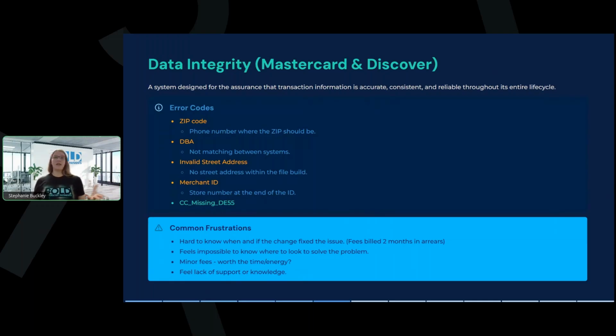Merchant identification number. What I've seen in lists that we've had in the past is that there's a merchant ID and then there's the store ID. So they'll have the merchant ID in the merchant ID station, but then they have the store ID at the end, or they're supposed to have it at the beginning and they have it in the beginning, but then they also have it at the end. So it's just about making sure that it matches in all systems as well.